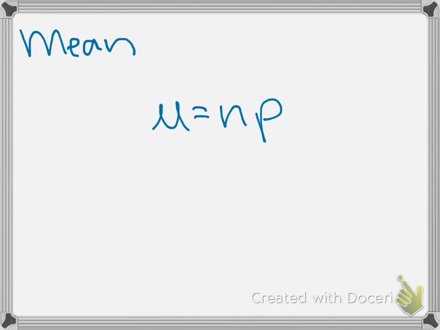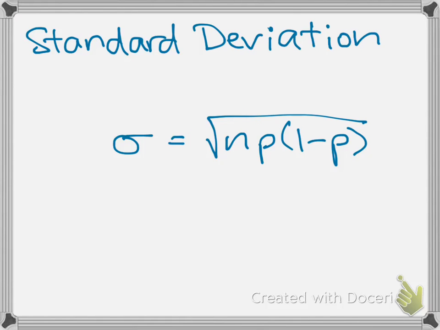The mean of a binomial distribution is simply equal to n, the number of observations, times p, the probability of success on any one observation. And then the standard deviation, which again we're using the Greek letter sigma to represent, is equal to the square root of np times 1 minus p, again where n is the number of observations and p is the probability of success on any one observation.